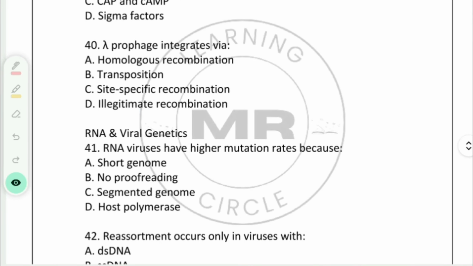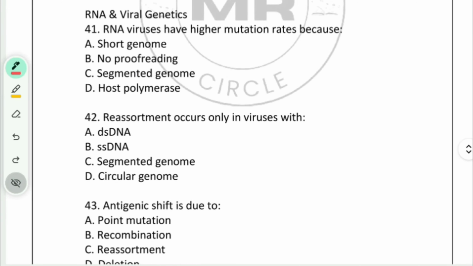Question number 40. Lambda prophage integrates via. Options are A. homologous recombination, B. transposition, C. site-specific recombination, D. illegitimate recombination. So the correct answer for this question is option C, site-specific recombination.